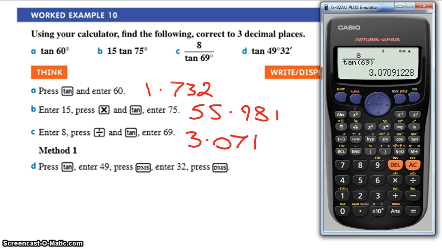So, 3.071, you all happy with that? Yep. Okay, so you can do it as it's written. You can write 8 over tan 69. Our calculators are smart enough.